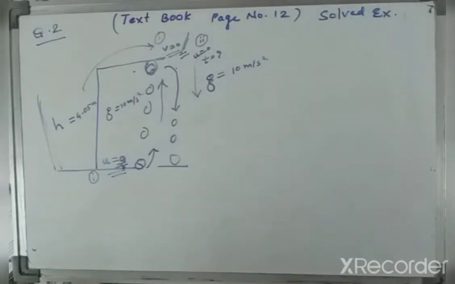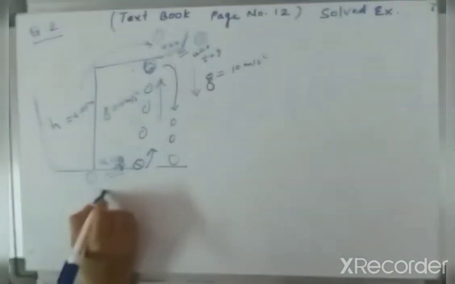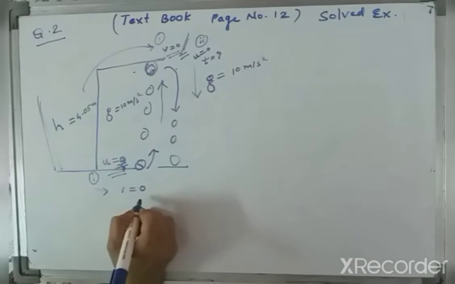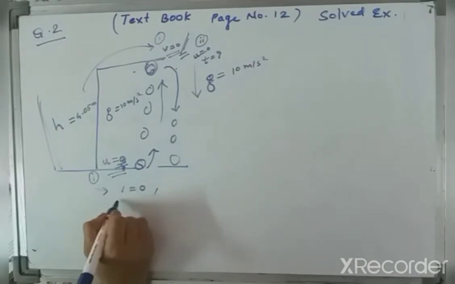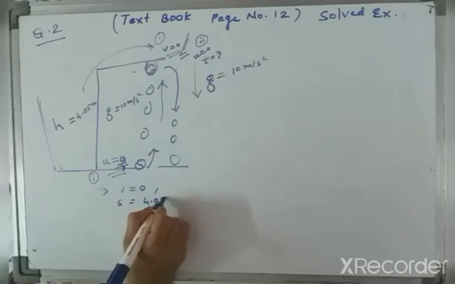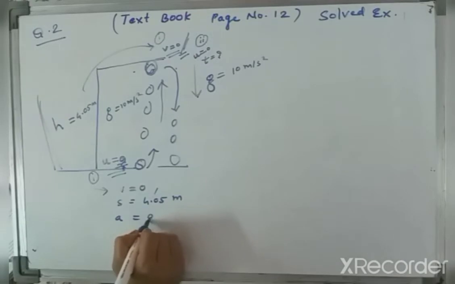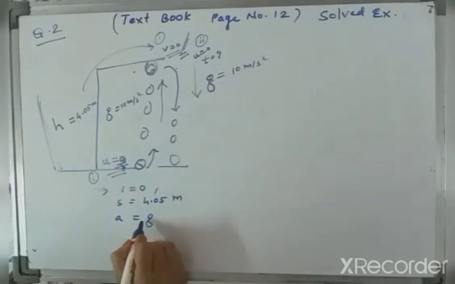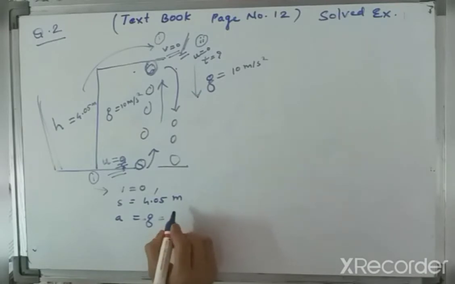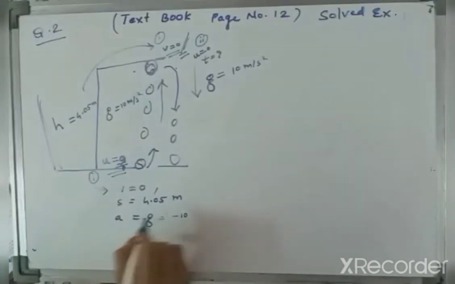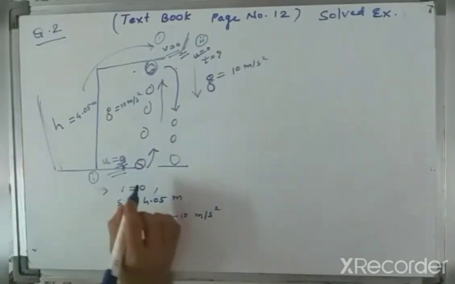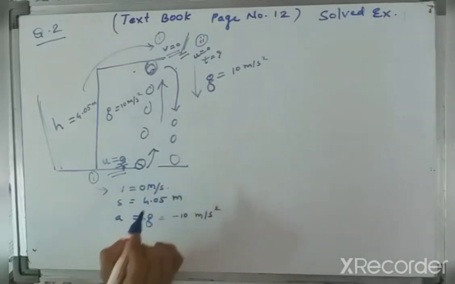For upward motion of the ball, final velocity for the first one, that is v, is equal to 0. And distance traveled is 4.05 meters. And acceleration, that is g: gravitation is pulling it down, and the object is going up. So value of g will be negative here, right? It is negative 10 meter per second square.